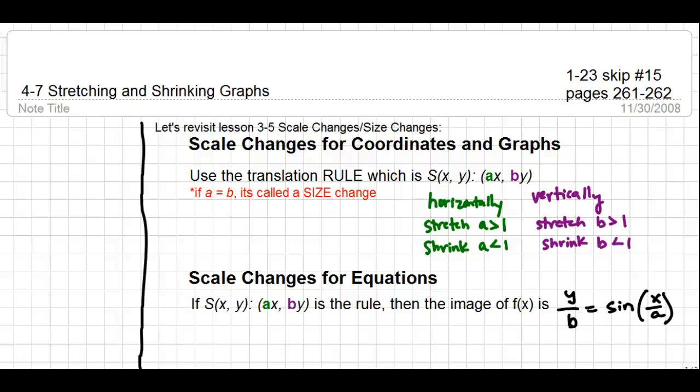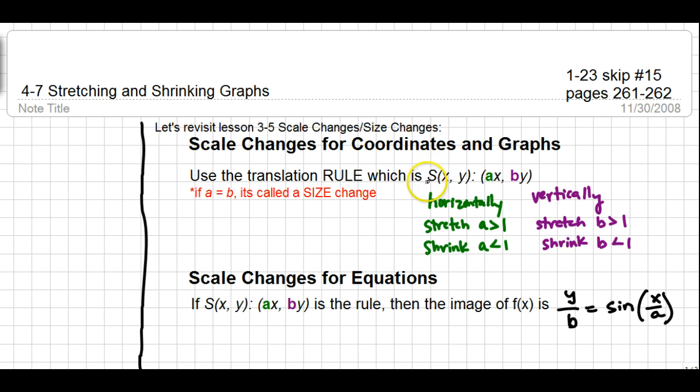This lesson is for FST 4-7 on stretching and shrinking with cosine and sine. When we first did stretching and shrinking, that was back in lesson 3-5, and they were called scale changes. Remember, if the scale changes that you're using for A and for B are the same, then we call it a size change. So these first pieces of the lesson today are literally taken from lesson 3-5 when we did that lesson the first time.